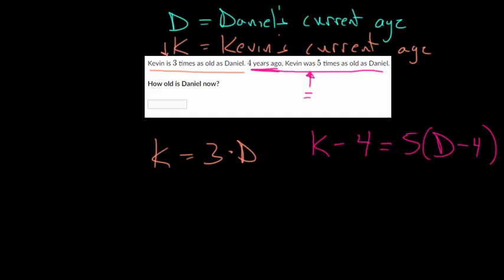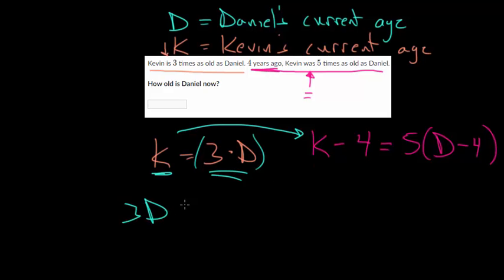2 equations and 2 variables is solvable. Now, let's use the substitution method. We already know what K is in terms of D. Since K is equal to 3D, we can just replace this K here with 3D since they're equal. So let's do that. I'm going to rewrite it down here that we have 3D, that's just K now, minus 4 equals 5, and I'm going to distribute this. So 5 times D, or 5D, and 5 times minus 4 would be minus 20.